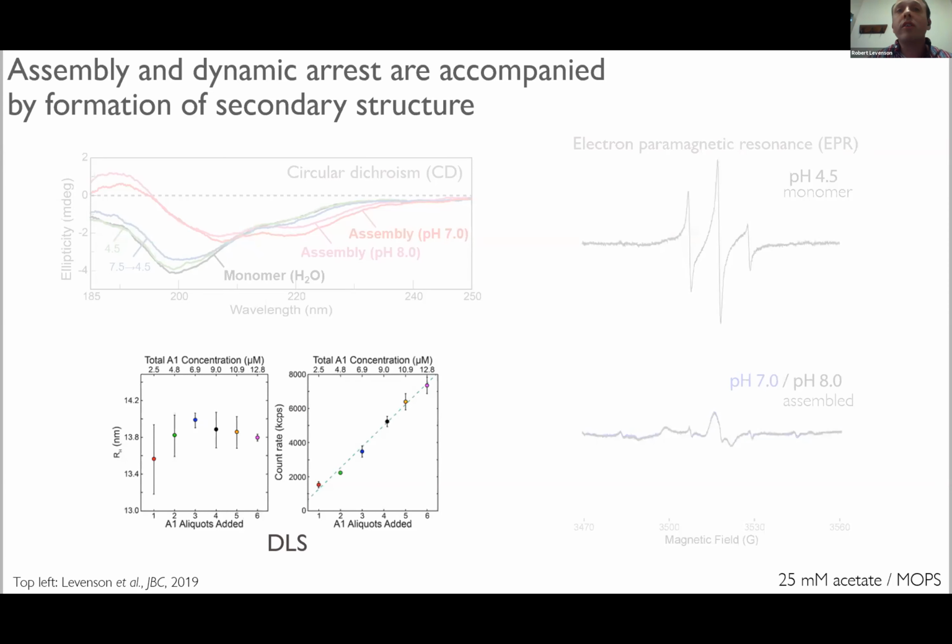This is also confirmed by a simple DLS assay where we add aliquots of monomeric protein into a buffer that drives assembly. As we add increasing aliquots of monomer, each set of monomer assembles separately to form particles of the same size. And so the overall size does not change. There's no dynamic exchange going on. And the amount of light scattering signal increases linearly with aliquots.